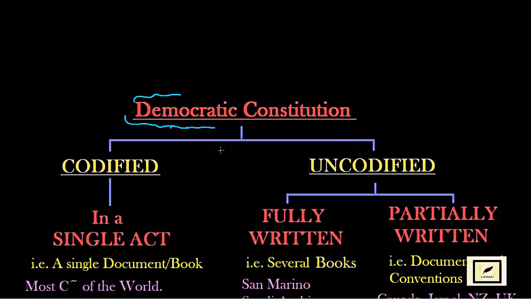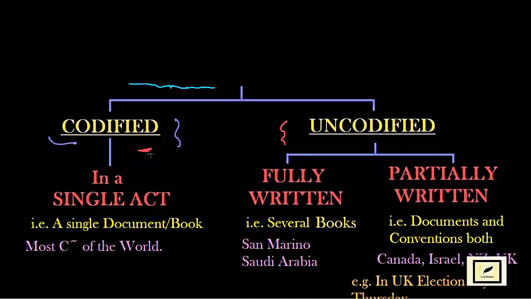Now let's see the types of the constitution. We usually have two types of constitution. The first one is the codified one, and the other is the uncodified. That is, something which has been coded or written and something which has not been written. The codified ones are usually those constitutions which are written in a single act or a single book. So it's a single book in which it is written.